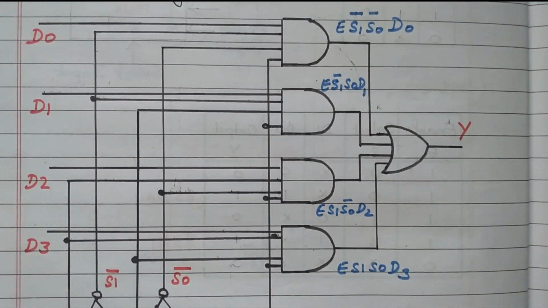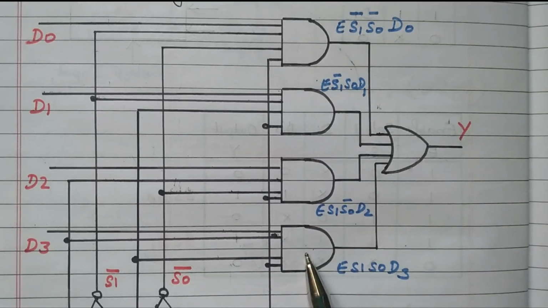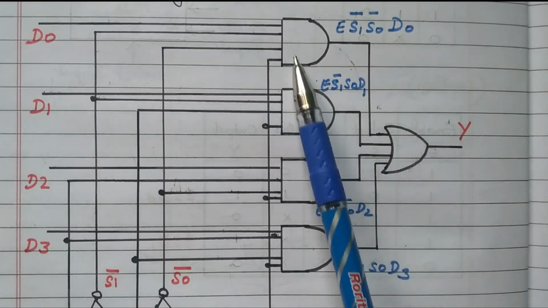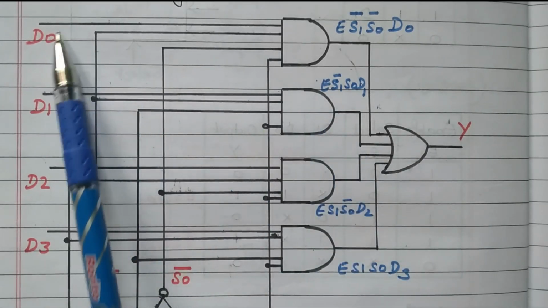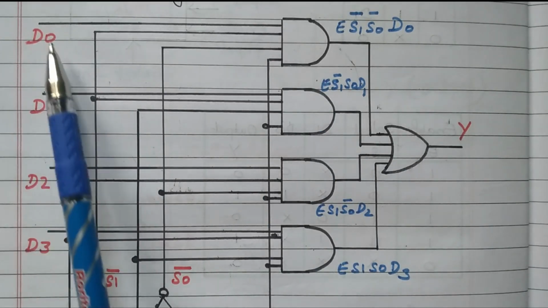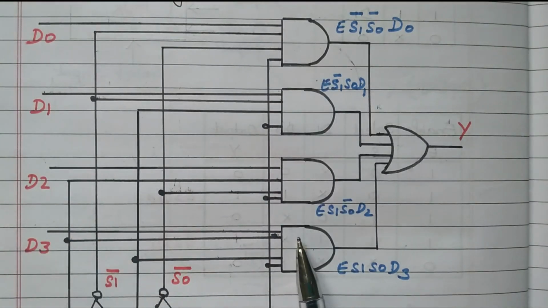So we have 4 inputs, only one output and 2 selection lines, right? So we are using 4 AND gates. These are added by one OR gate. The input to the first AND gate is D0, second AND gate is D1, third AND gate is D2 and fourth one is D3, right? So the 4 inputs are given to the 4 AND gates.